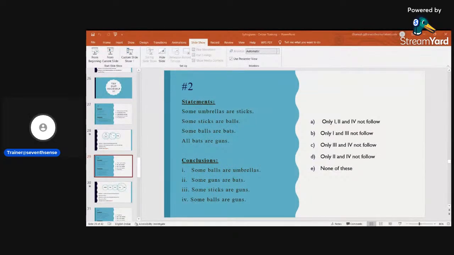Okay, so some umbrellas are sticks, and some sticks are balls, and some balls are bats, and all bats are guns. So these are the statements, and they have given the conclusions as well. Some balls are umbrellas, some guns are bats, some sticks are guns, and some balls are guns. Now draw a Venn diagram and check which conclusions are true. Based on that, select one option from A to E.